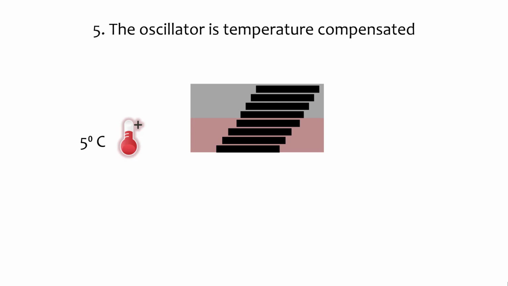We can confirm this property by comparing the tau of the free-running period before and after a temperature change of 5 degrees Celsius. In the case of a temperature-compensated oscillator, we might observe a slight change in tau, but it would be approximately the same as at the previous temperature.